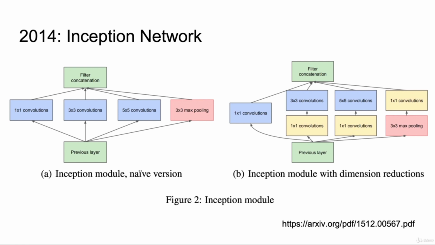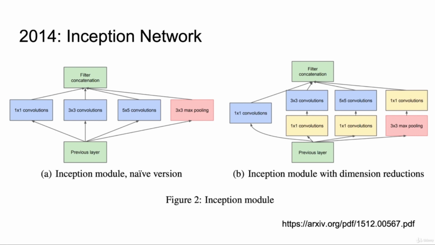And the idea is simple. Let's apply convolutions with different kernel sizes in order to manage different possible scaling: 1-to-1 convolution, 3-to-3 convolution, 5-to-5 convolution, and also let's use max pooling. After we use these different types of convolution, we can concatenate the outputs into one result. This is the naive version of the inception module.